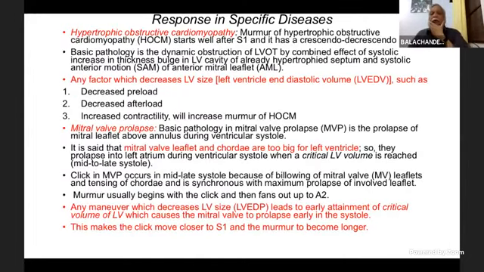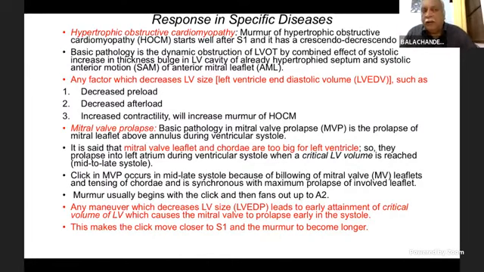So you have now two conditions in which you have Valsalva maneuver having a specific response. One is the hypertrophic obstructive cardiomyopathy, and this I've told you that any factor which decreases the LV size, left ventricular end-diastolic volume, like decreased preload, decreased afterload, increased contractility, will increase the murmur of HOCM.